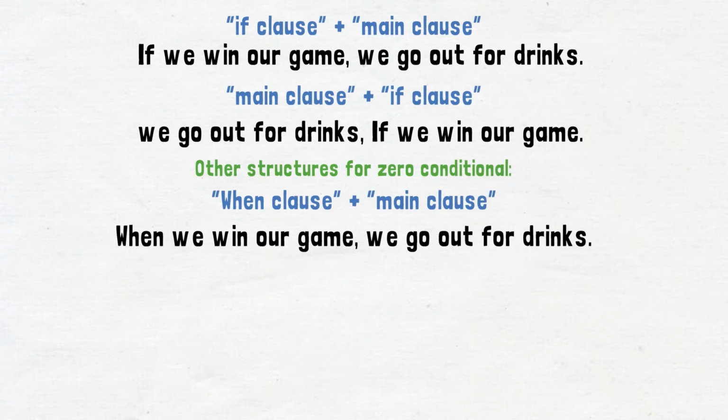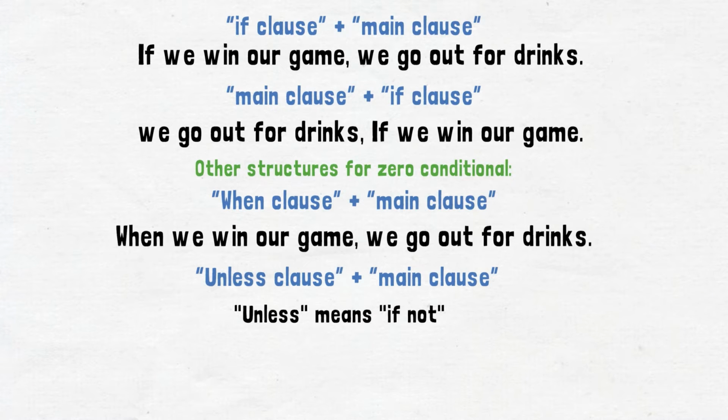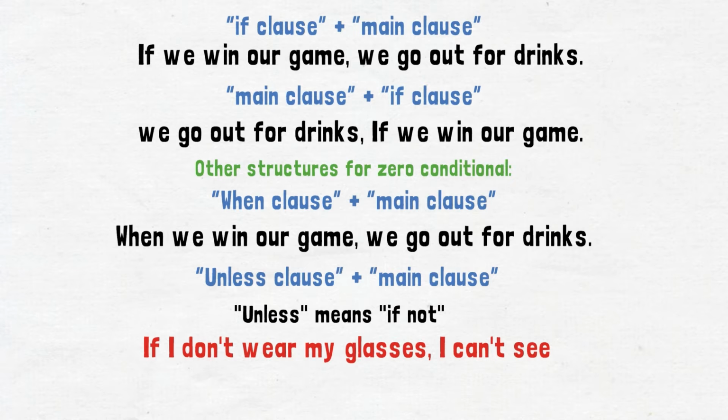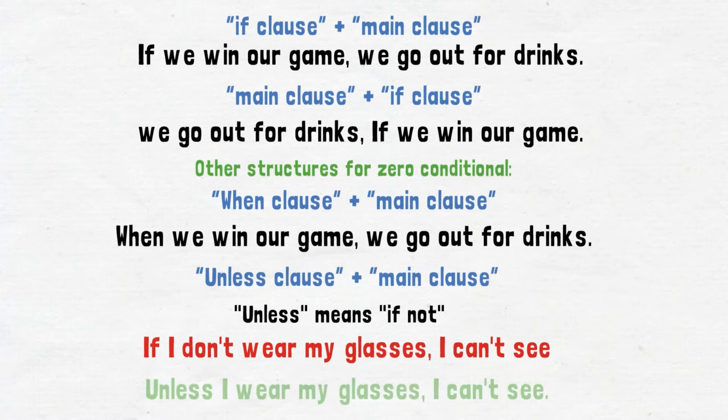Another way to make a zero conditional form is unless. Unless has the meaning of if not. So when we have a sentence like, "If I don't wear my glasses, I can't see," we can say, "Unless I wear my glasses, I can't see." And we end up with the same meaning.